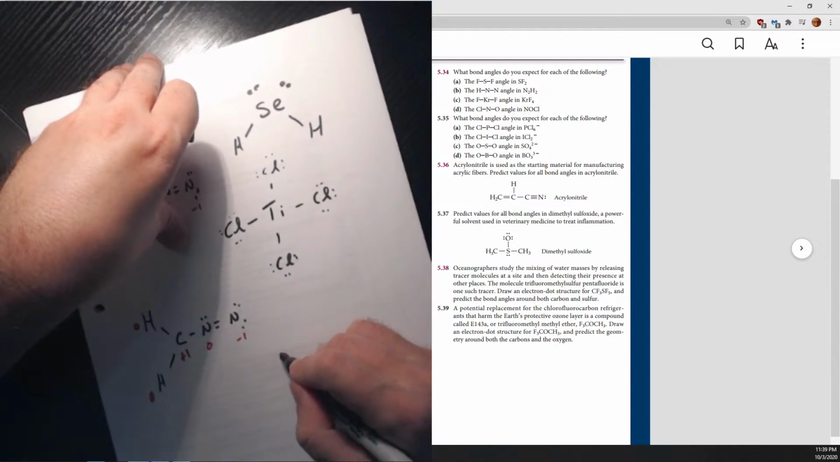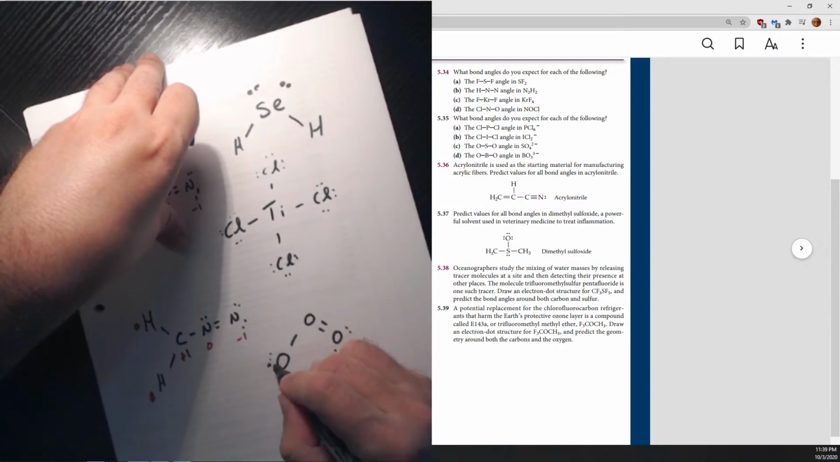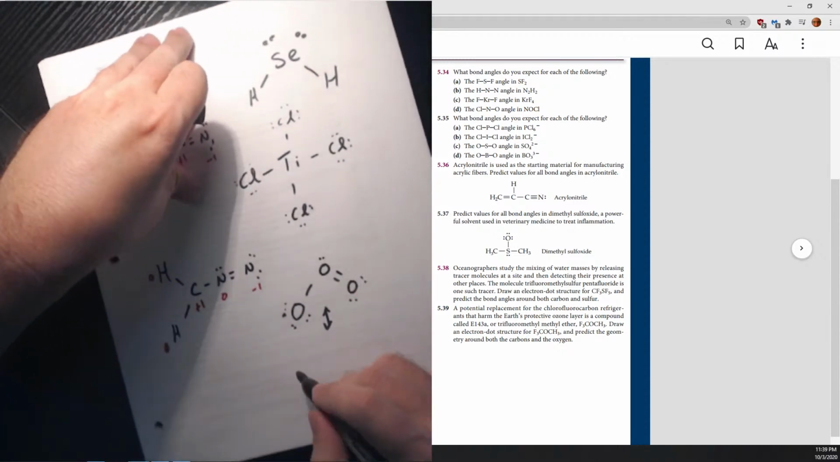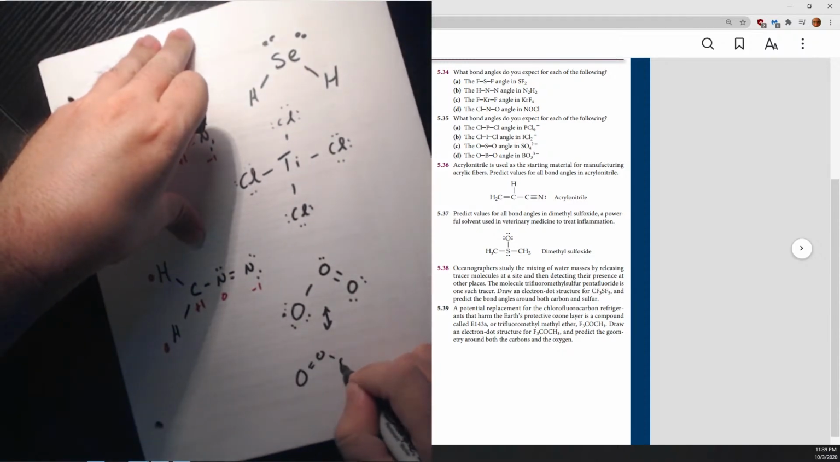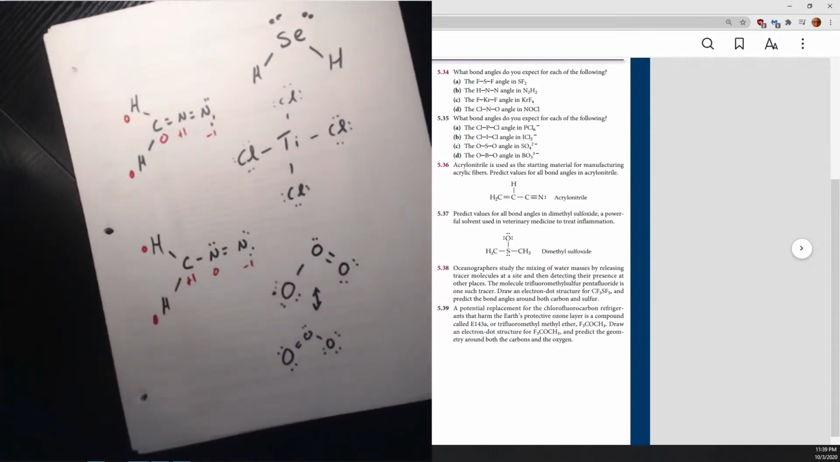Oh, ozone's a different one. Ozone is going to be bent, and it is going to have resonance. So ozone is kind of a weird molecule. No charge, but yes to resonance.